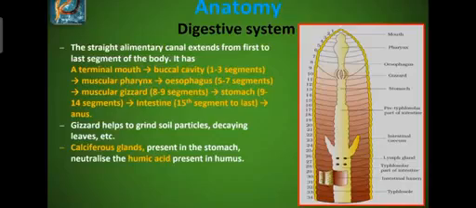So what are the functions of the different parts? The gizzard, which segments is it present in? The gizzard is present in the 8th and 9th segments. That gizzard helps to grind soil particles and decaying leaves. You know what the food of the earthworm is? The dead and decayed material of plants, leaves, twigs and all. So they are eating that.